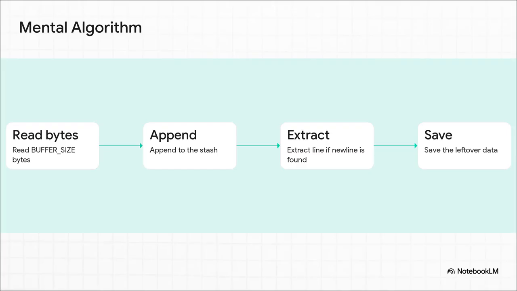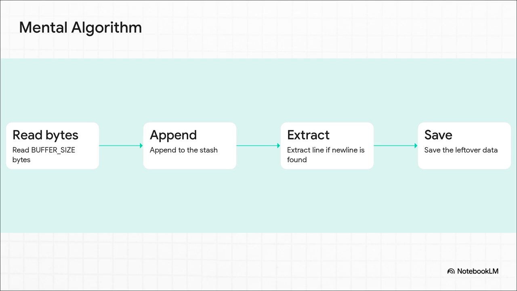As your mentor, my biggest piece of advice is this: map out the logic in your head before your fingers ever touch the keyboard. Here are the 4 logical steps of the incremental reading algorithm. Step 1. Read a chunk of bytes using your buffer size. Step 2. Take whatever you just read and append it or join it to your static stash.